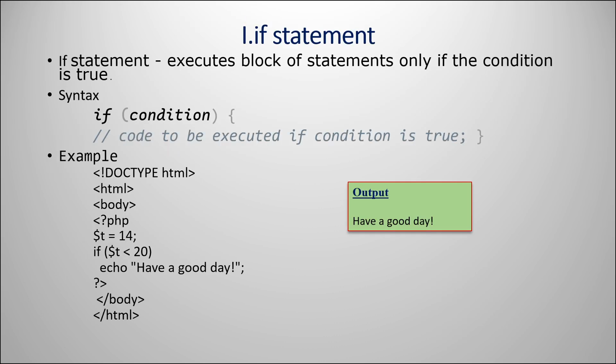If statement. It executes a block of statements only if the condition is true. The syntax for the if statement is if followed by the condition, and then the code to be executed, which will be available in curly brackets. In this example, it is going to check whether the given t value is less than 20. If it is less than 20, it has to print have a good day.